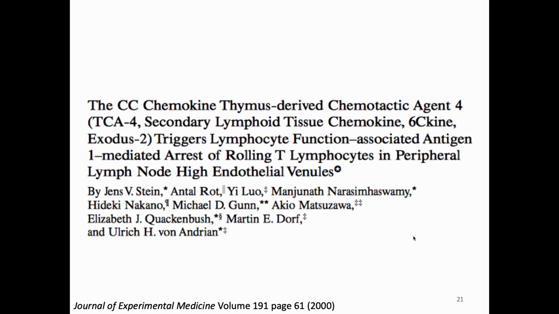So this paper says the CC chemokine thymus-derived chemotactic agent for TCA4, secondary lymphoid tissue cytokine, 6C-kine, Exodus 2, blah, blah, blah. Those are all the names of this one protein, because different people discovered it and started studying it, and then realized later on that they were studying the same protein. And so you can see that they had to just list all these names. And that's not very useful.